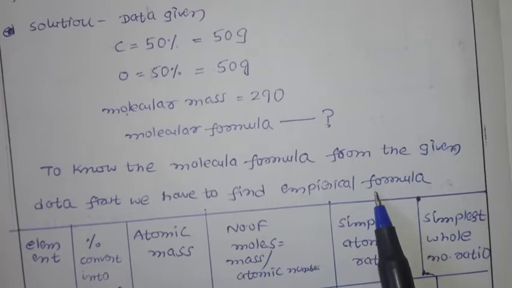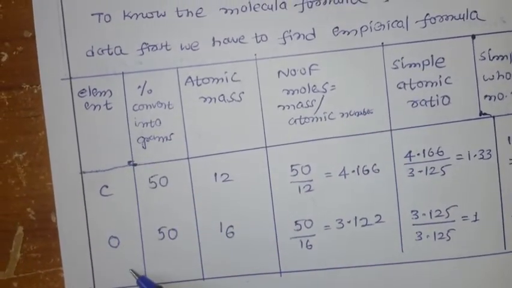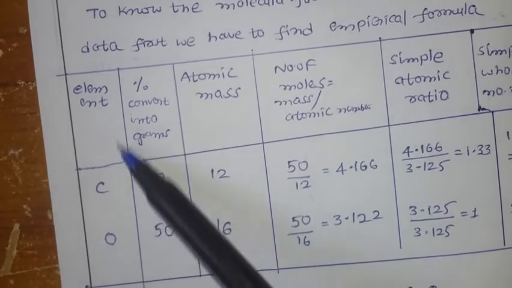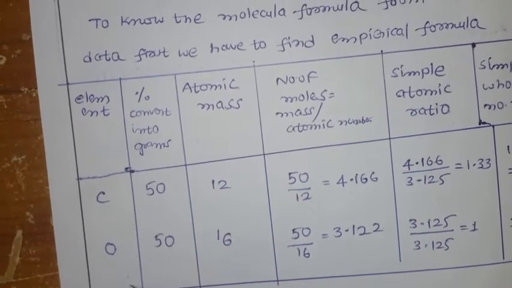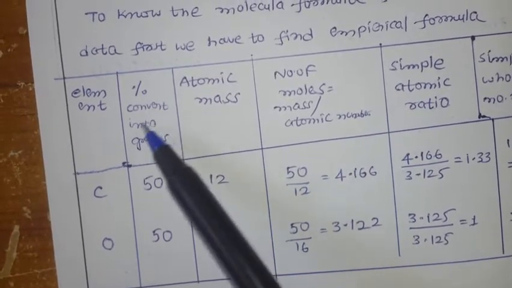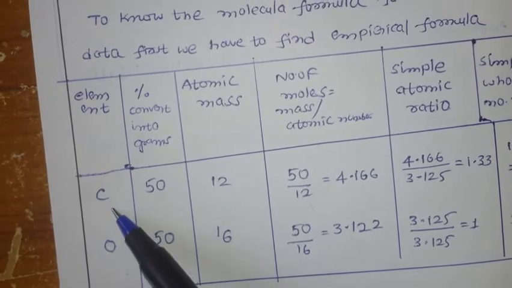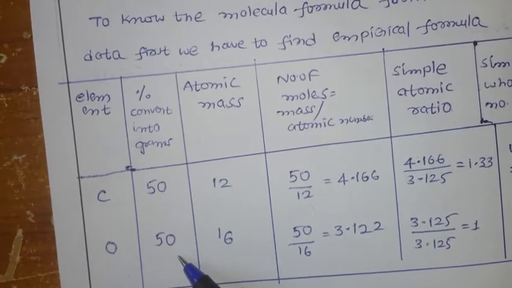Now let us see the steps to calculate the empirical formula. First you make a table of the elements. In this column we have the elements, and we have only carbon and oxygen. The first step is percentage converted into grams. So 50% we convert into 50 grams. Second, oxygen, 50% converted into 50 grams.